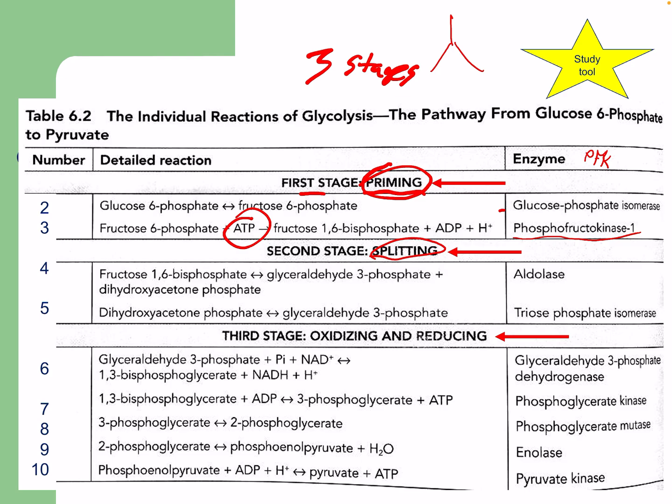Then the third stage is the oxidizing and reducing reaction. So this is when we're going to see our agents here, oxidizing and reducing agents, NADPH, NADH, NAD+, etc. And then we'll see all these different important enzymes. So again, we recognize our kinases and our dehydrogenase. So that's our oxidation reactions.